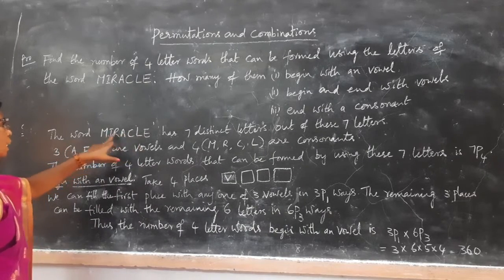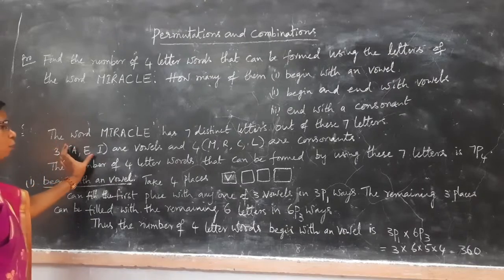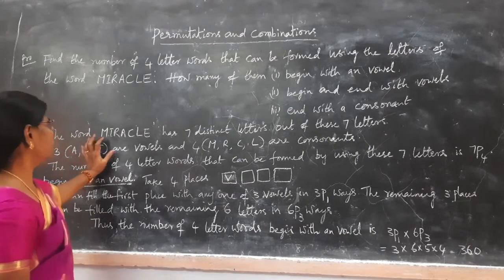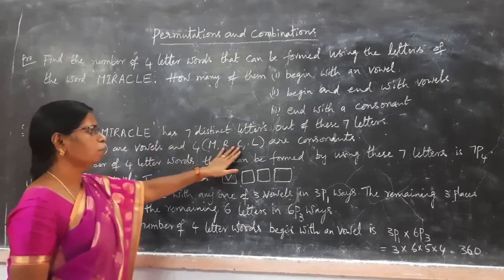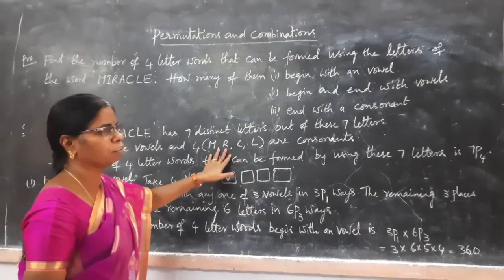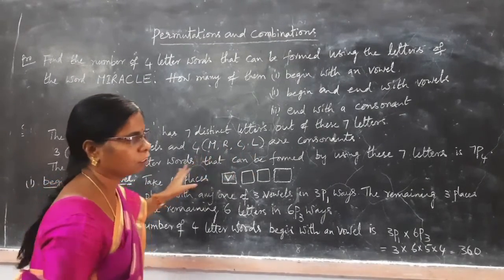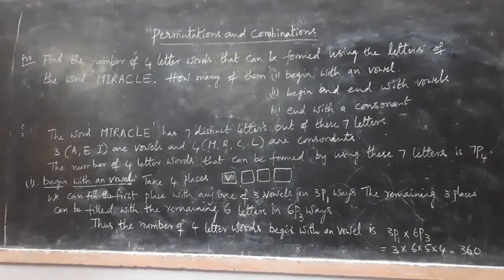There are three vowels, and the remaining four are consonants. So out of 7 distinct letters, 3 are vowels and 4 are consonants.